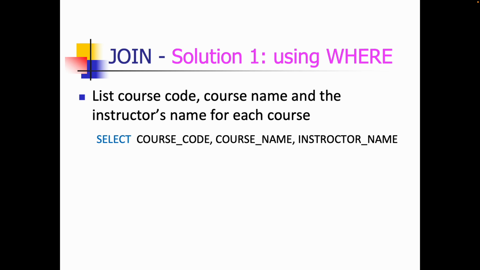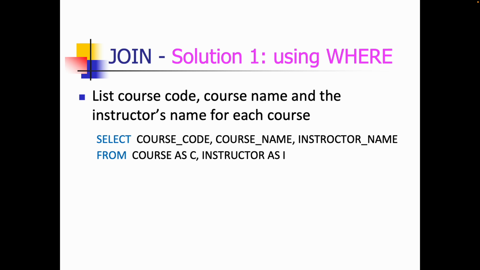Okay. So you want to select course code, course name, instructor name, right? From the course and instructor tables, because we are selecting from these two tables.